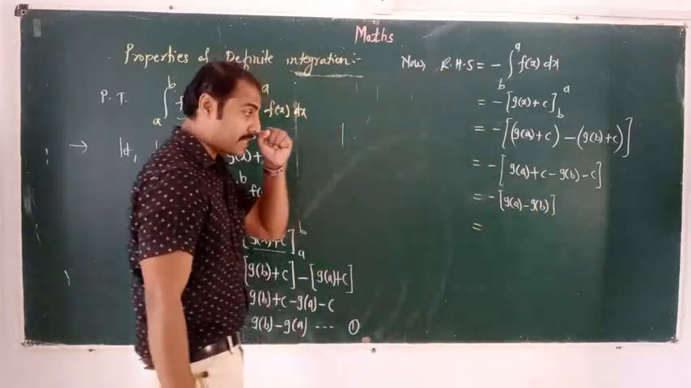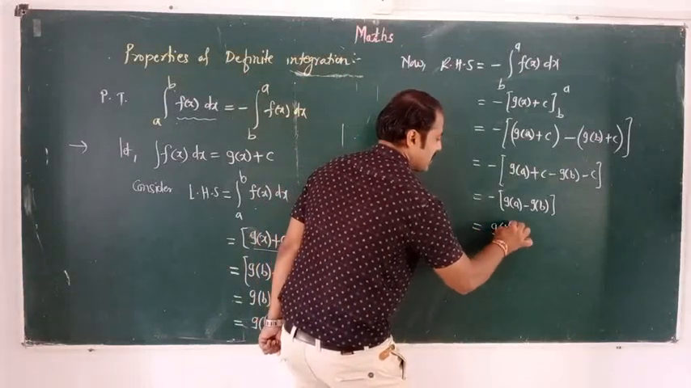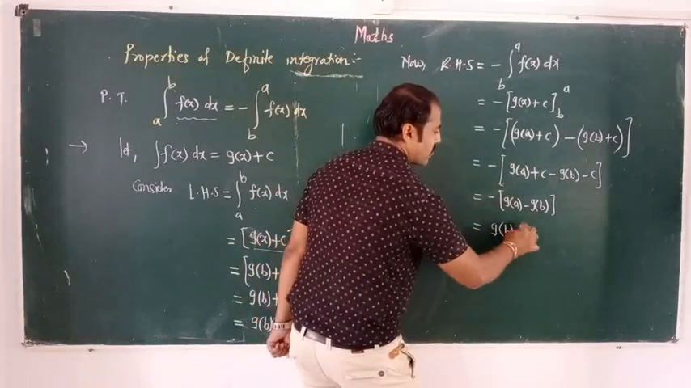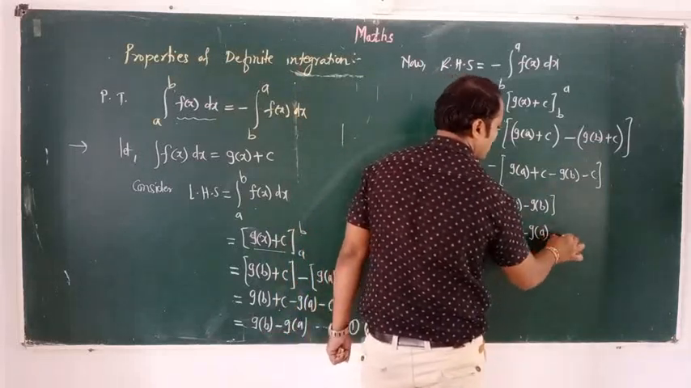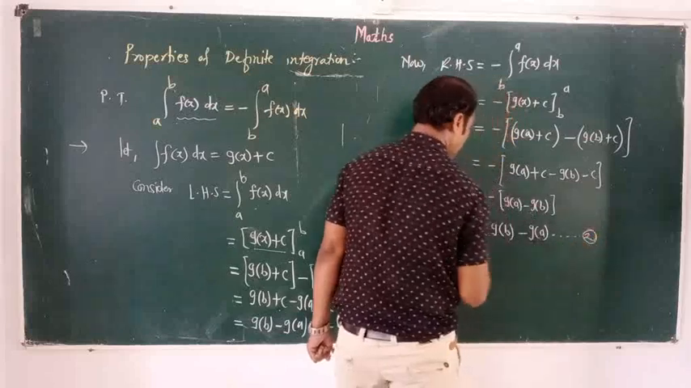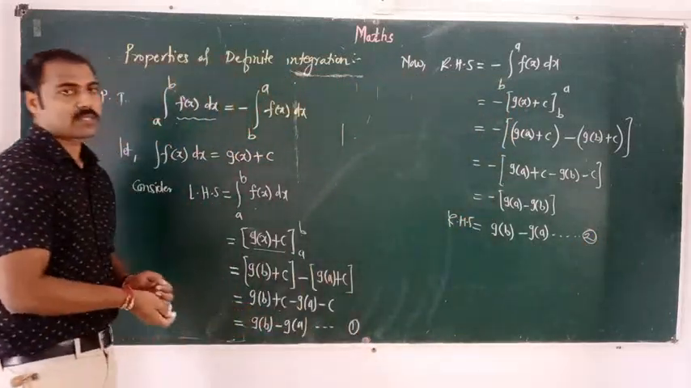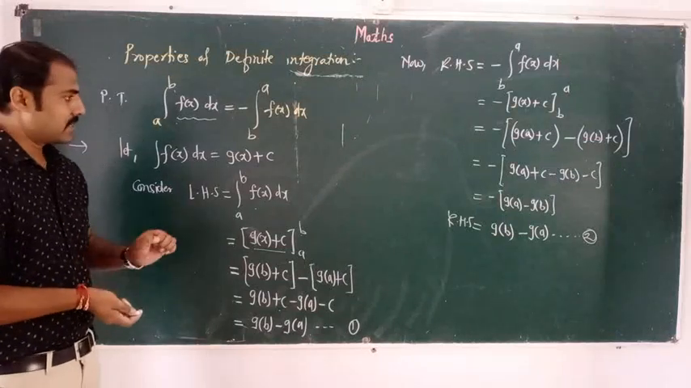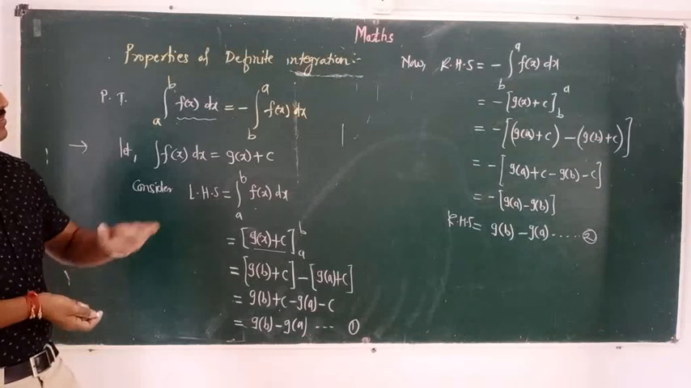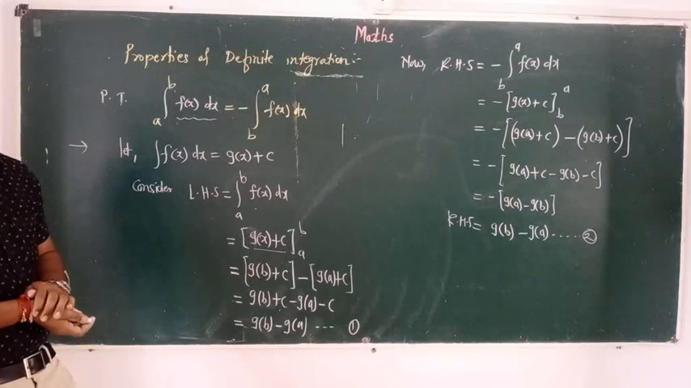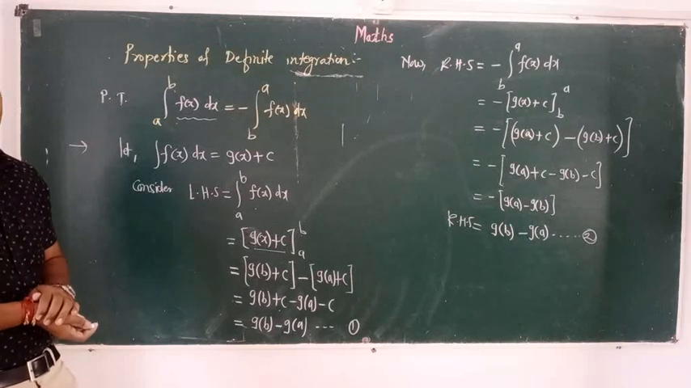Taking the minus sign inside the bracket, negative becomes positive and positive becomes negative. We get g of b minus g of a, which is equation number second. Look at equation first and equation second. In equation first, the RHS is g of b minus g of a. In equation second, the RHS is g of b minus g of a. In both equations, the RHS are same.